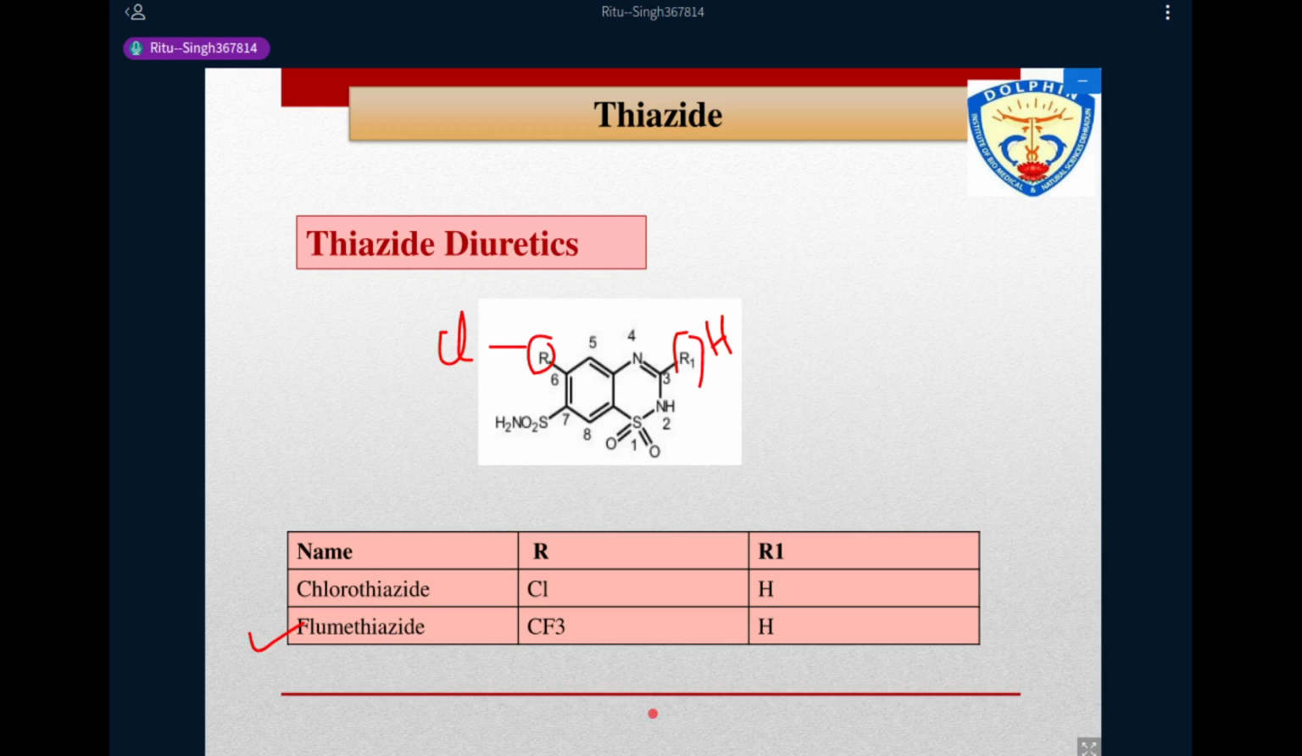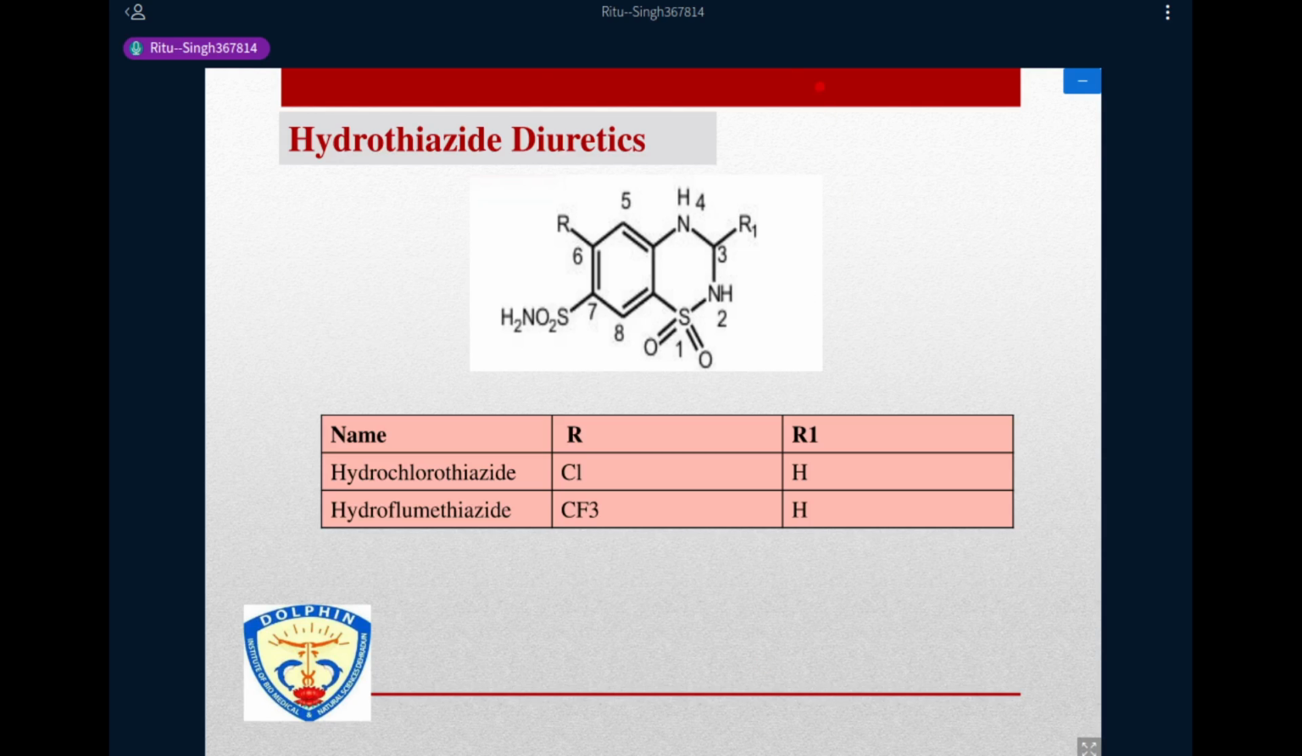Okay, clear to everyone? The next category is called hydrothiazide. For the hydrothiazide category, there are two drugs. First is hydrochlorothiazide and the second is hydroflumethiazide. For hydrochlorothiazide, at the R, at the 6th position, Cl is attached, and at the 3rd position, an H atom is attached.